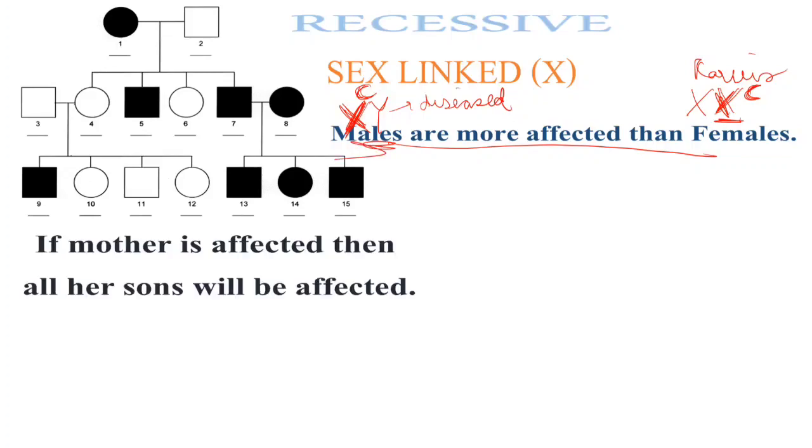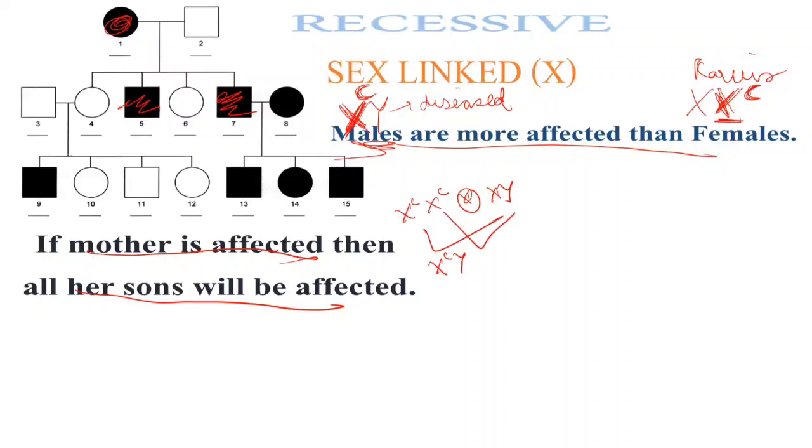The next golden point is that if the mother is affected, then all her sons will be affected. Why is it so? If we see that this mother is affected and is crossed with the father, then in both these crosses, X^cX^c with XY, the sons are affected if the mother is affected. This is the first golden point.